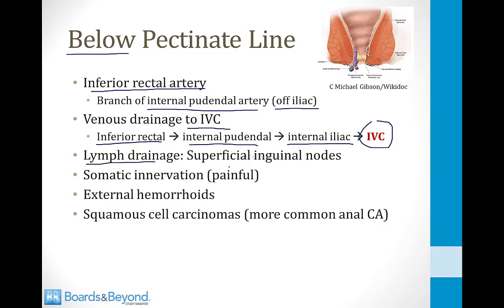The lymph drainage here is to the superficial inguinal nodes. This is just like drainage from skin. Remember I said that the epithelium here is very similar to skin. So you can palpate lymph nodes in the groin in patients who have problems occurring below the pectinate line in the anal canal. There is somatic innervation to this area of the anal canal, so hemorrhoids that occur here are painful, and we call hemorrhoids below the pectinate line external hemorrhoids, and those are painful hemorrhoids.